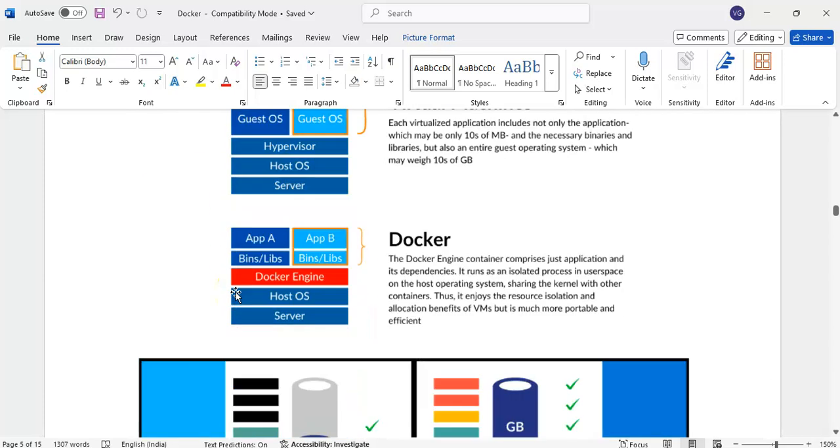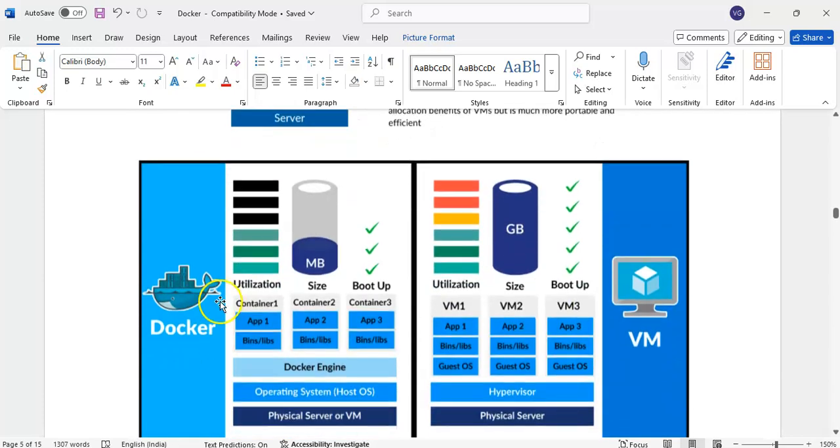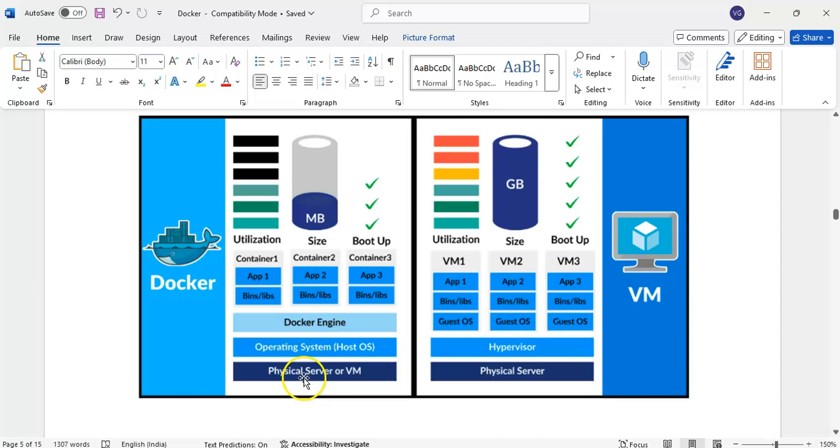Suppose we take Docker on the left side and VM on the right side. For Docker, we use a physical server or VM. On that we have an operating system, and then a Docker engine. We install Docker, and then we create multiple containers. Boot up time is very fast, and it uses less memory. Utilization is less.